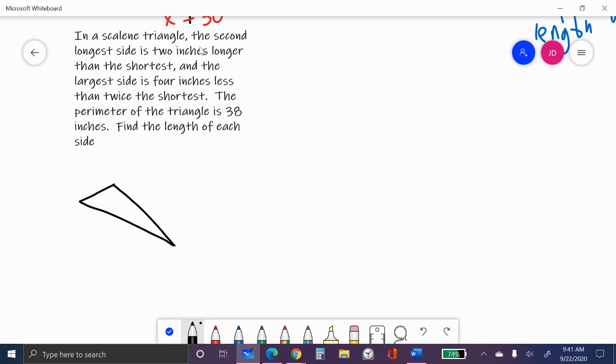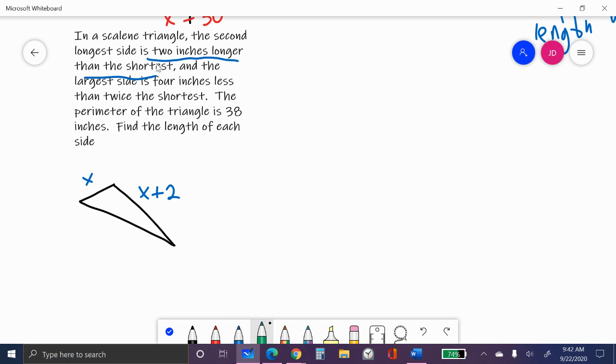The second longest side is 2 inches longer than the shortest. So 2 inches longer means plus 2. We don't know what the shortest side is, so we're going to call that x, and the other one is going to be x plus 2.